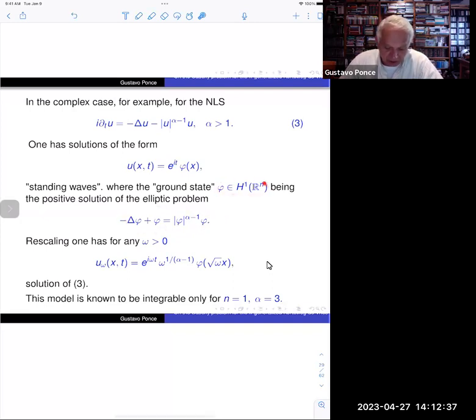They belong to some H1, they are positive, therefore you have solutions of this form that are periodic in time and localized in space. And this equation is only integrable when you are in dimension 1 and nonlinearity 3. But you have this kind of solution that is called a standing wave. They are not called breathers because they are complex, right?